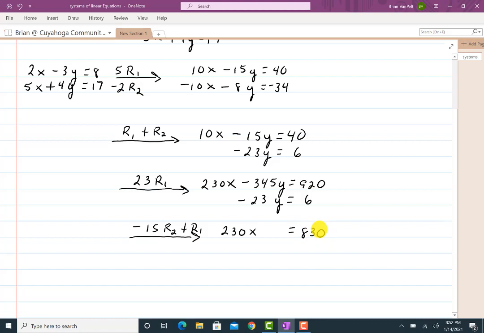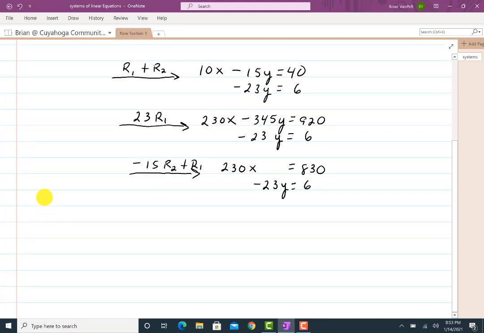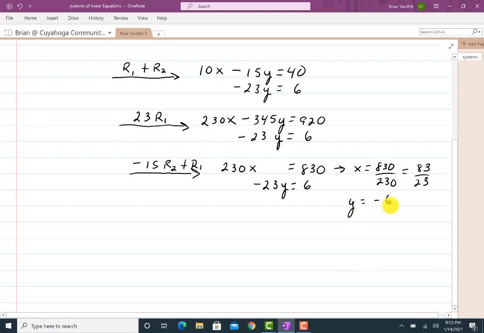And the second equation stays the same. Notice now I'm easily able to get my answers. All I've got to do on the first equation is divide it by 230. So for x it's really easy. X is going to be 830 divided by 230, which I believe is just 83 over 23. And then y, if I divide by negative 23, I will get y equals negative 6 over 23. So I have my answers. In this course, we'll write our answer in the following format. It'll look like this.